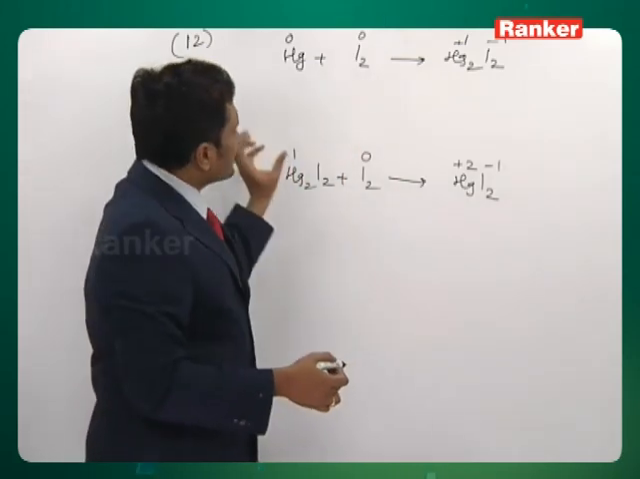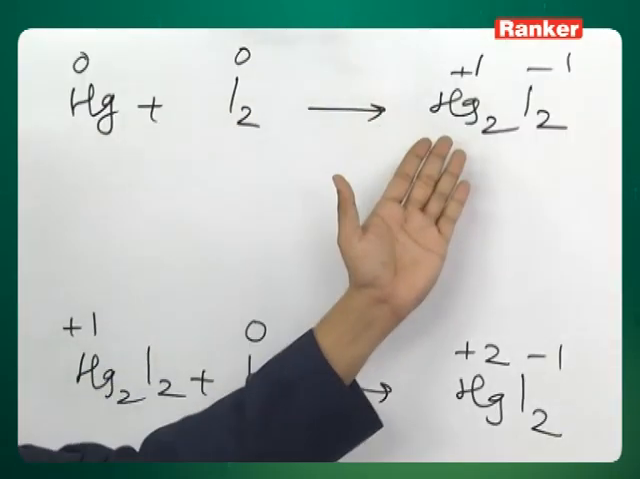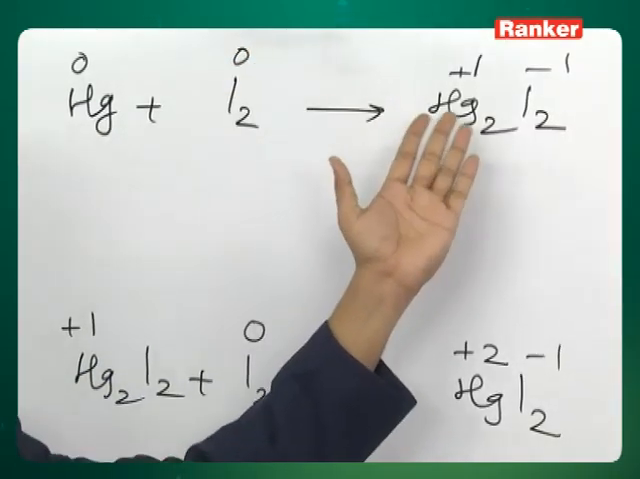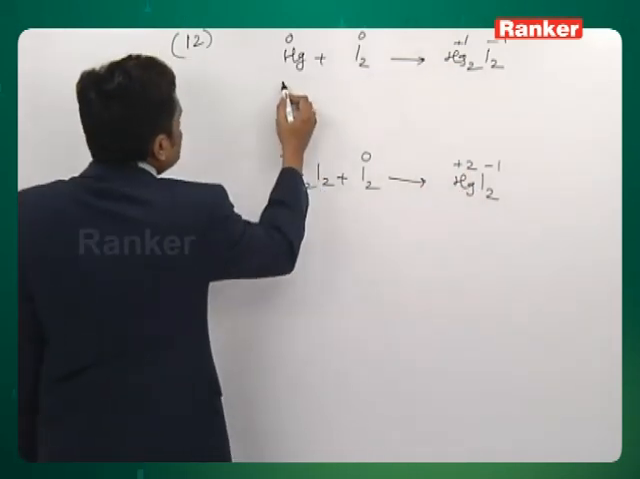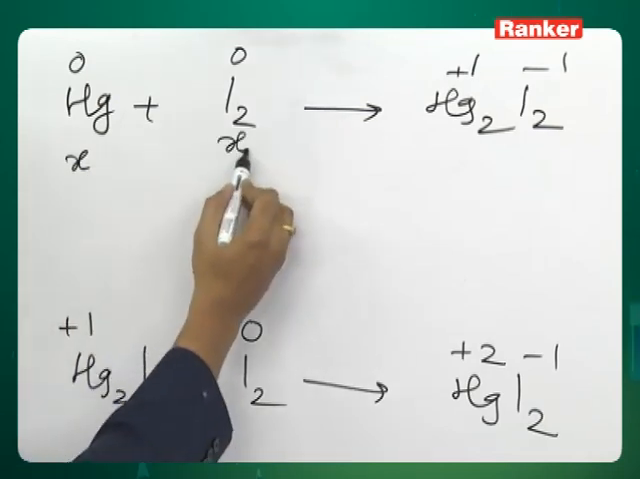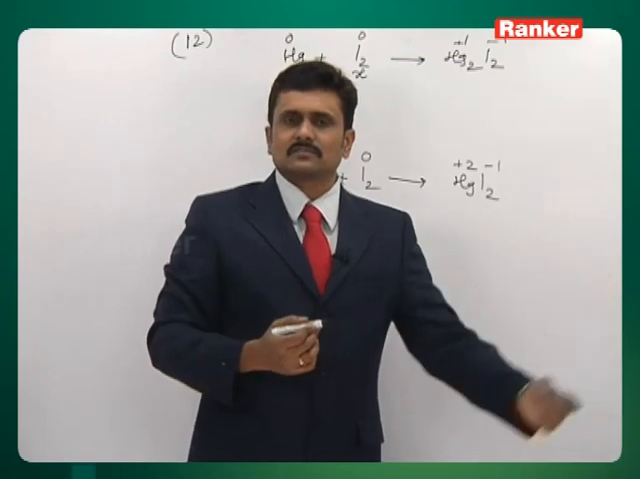Here the logic is very simple. It's a simple redox reaction, and we will acquire the lower oxidation state initially and then reach the upper one. Now you had been given the information that you have taken equal weights of these two. Suppose I have taken x grams of mercury and x grams of iodine.